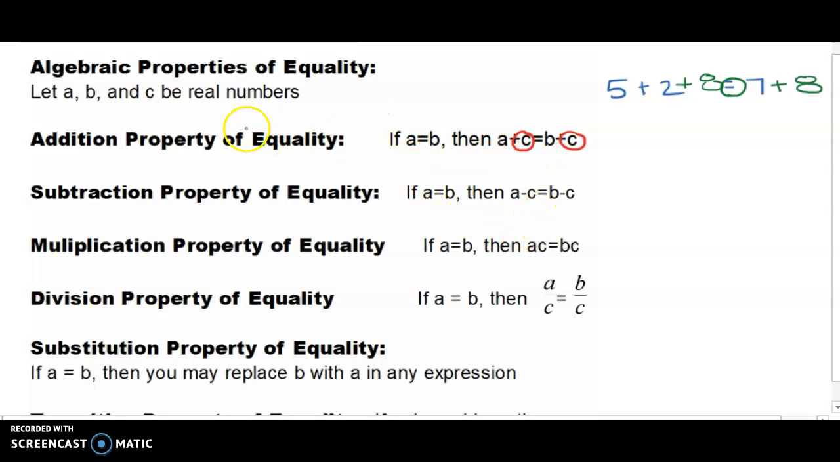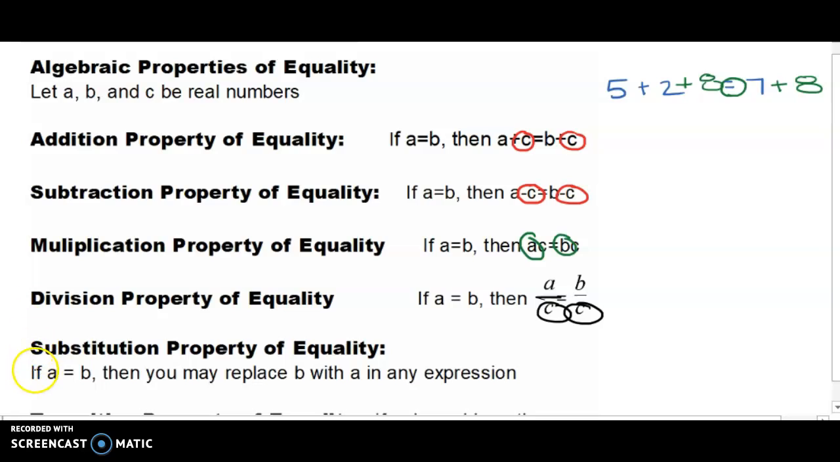So once again, we can add the same thing to both sides of the equation, and the equation remains equal. All right, subtraction property of equality, kind of the same concept, but now we can subtract the same thing from both sides of the equation. Multiplication property of equality, we can multiply both sides of the equation by the same thing. And then, of course, the division property of equality, we can divide both sides by the same number.